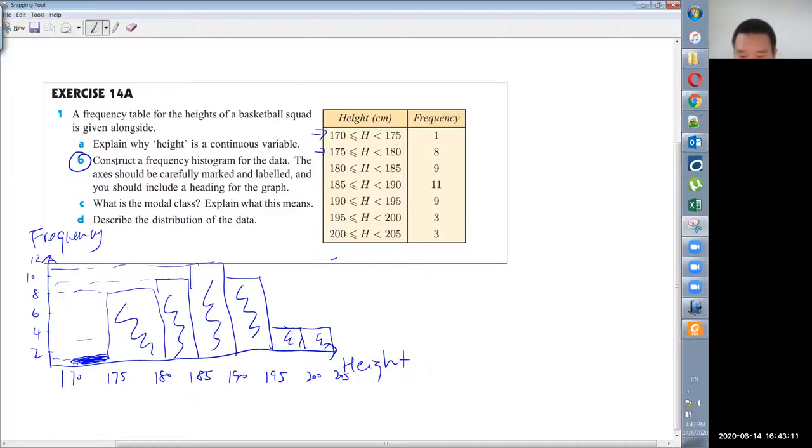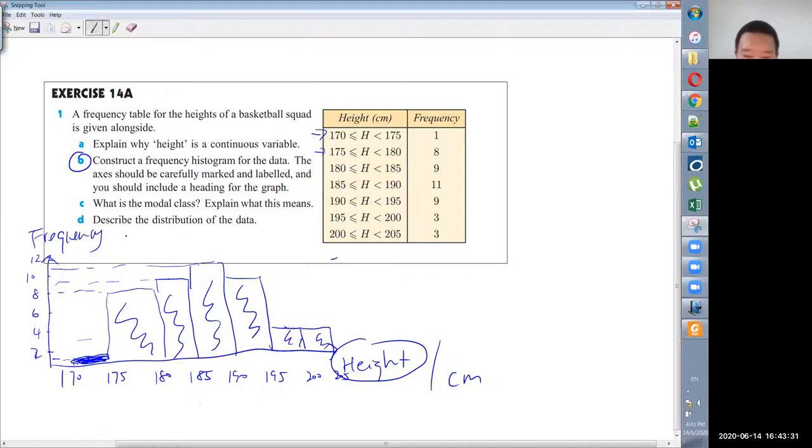And then the axis should be carefully marked and labeled. So this will be the height in what? In cm. And then this is the frequency. Okay. And you should include the heading for the graph. So the heading for this is what? We are talking about the basketball sport.